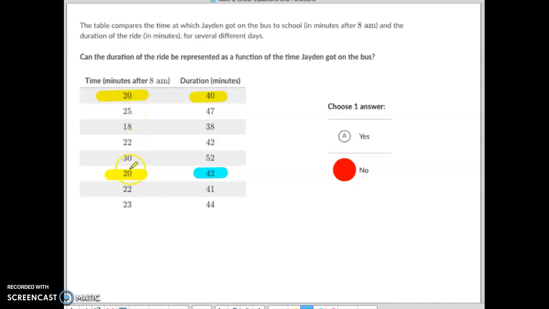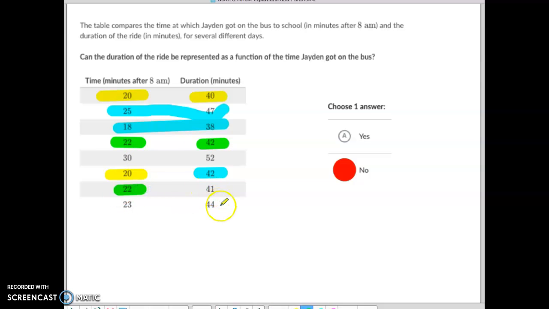Let's see, 25. There's only one 25 on here, so we'll just cross that one off. That would have worked. 18, there's only one 18 on here. That one would have worked as well. 22, ooh, it looks like a couple 22s. This 22 had an output of 42. This 22 had an output of 41. Notice that those would have been different again. So again, that would have been a no for that.